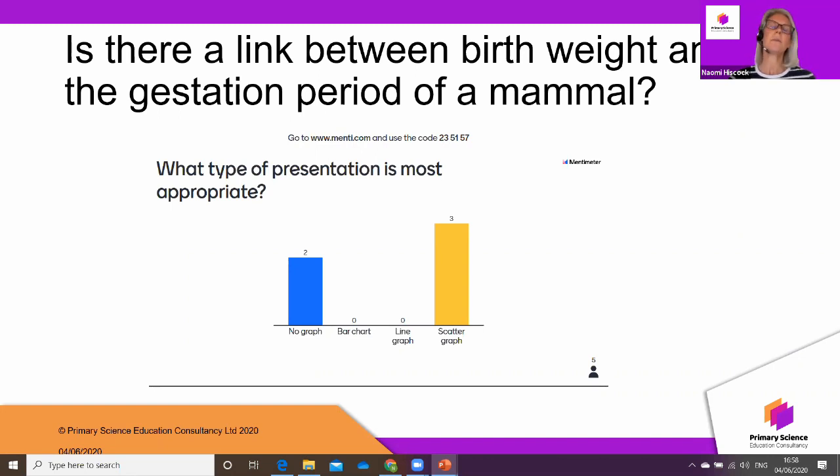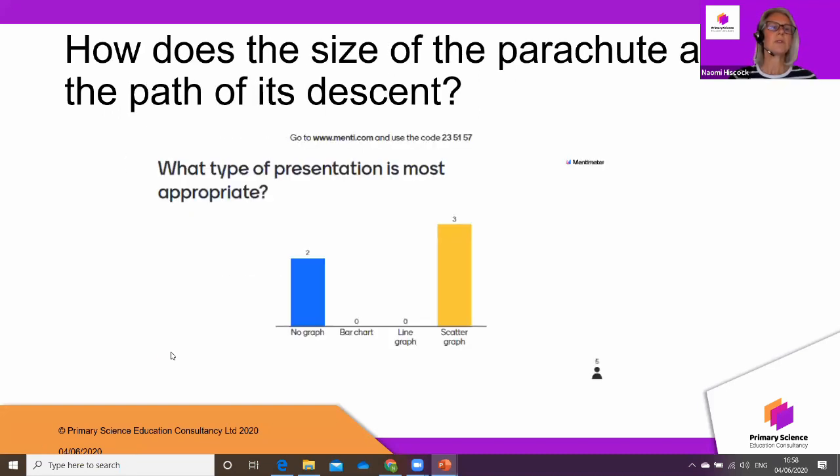So although we've got numbers and numbers, it wouldn't be appropriate to do it as a line graph. So it's quite important that we help children to understand the differences between these types of presentation, so that as they go through the school, particularly when they get into year 6, they're able to do this independently and choose their own type of graphs. Let's move on to the next one.